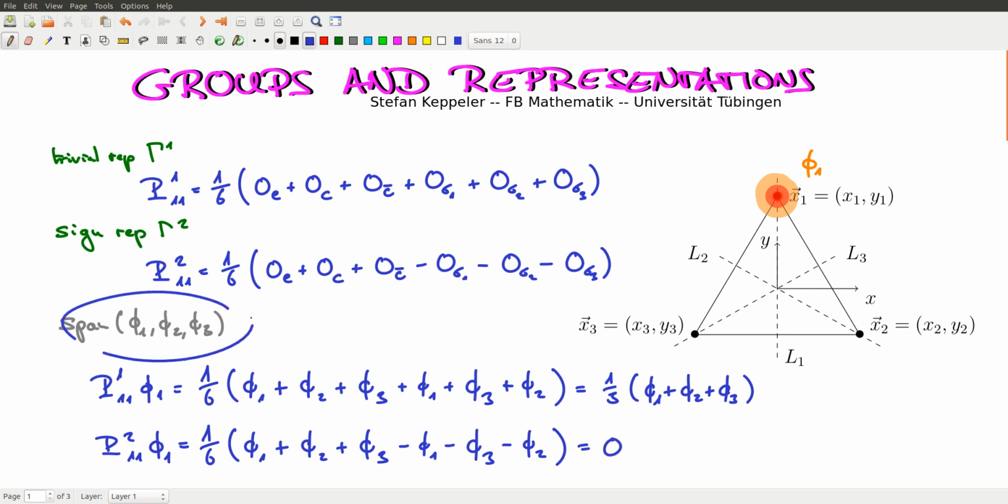And we already knew that this space contained no vector transforming in this sign representation, and that's what we also found here using this generalized projection operator.